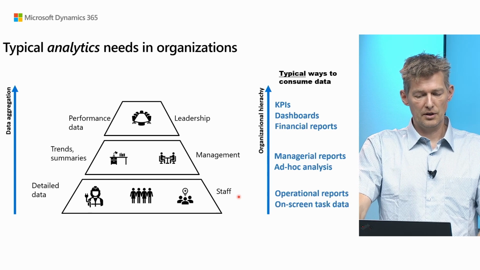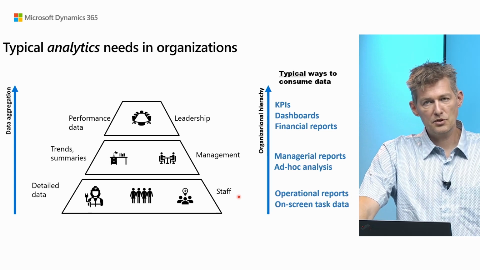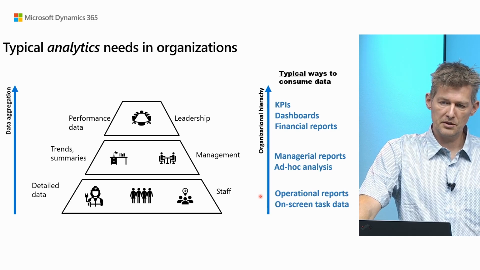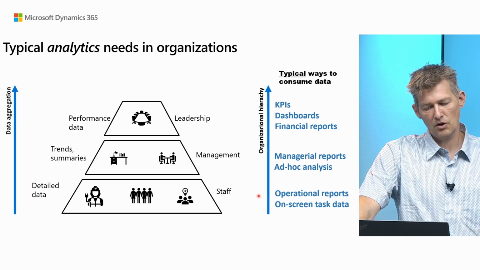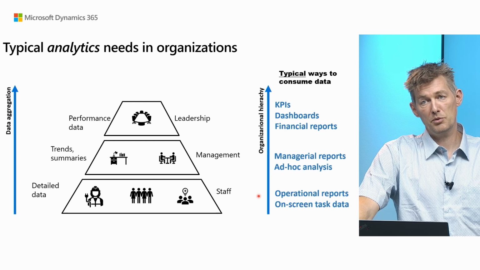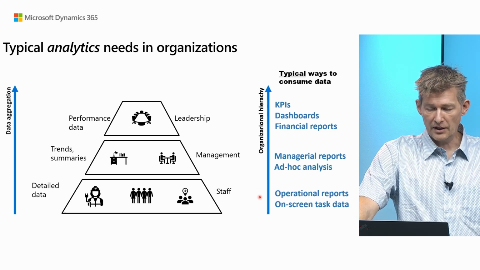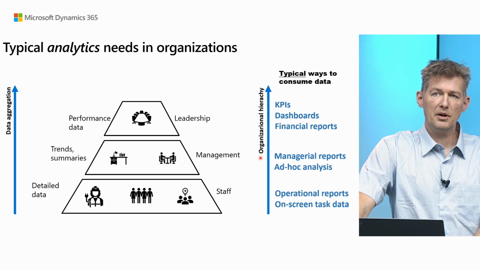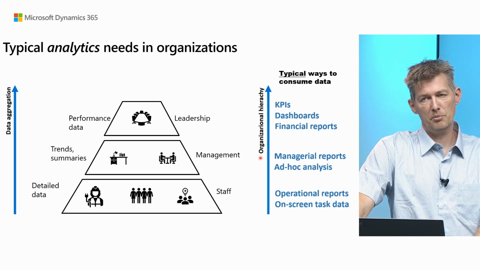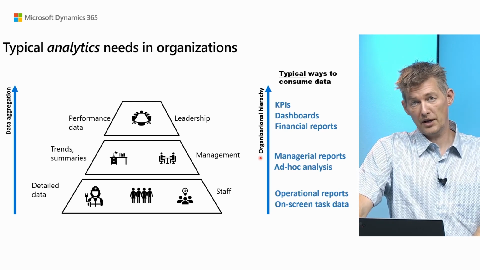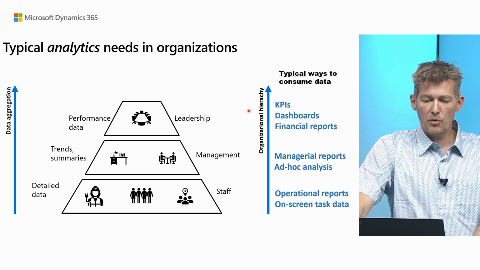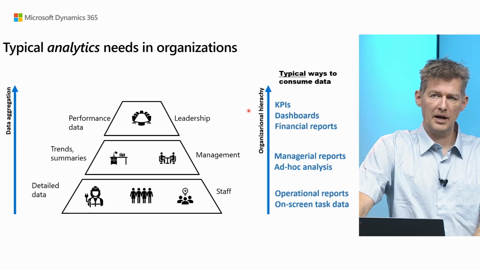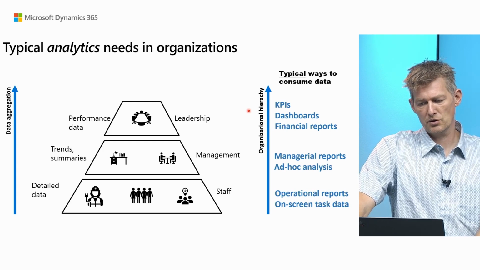Similarly, when you work on the actual business processes, the aggregation up to a KPI might lose too much detail. So typical ways to consume data: when you work on the actual business processes, you need something that is operational, likely to be on screen, related to your task. When you work in middle management, you typically need some curated reports as well as the ability to do ad hoc analysis. And when you move up to the leadership roles, this is where KPIs, dashboards, and financial reports are what you need.